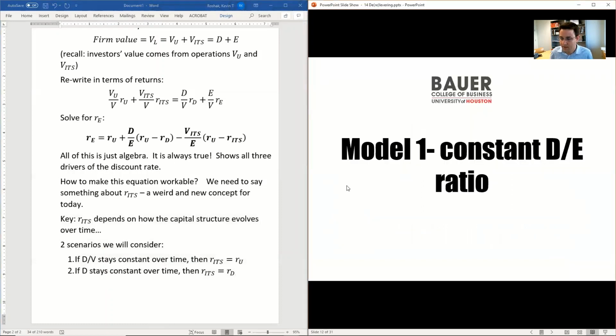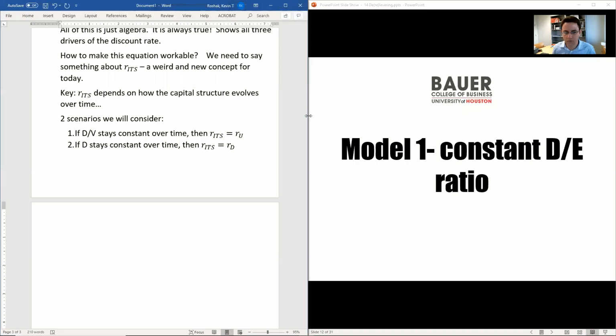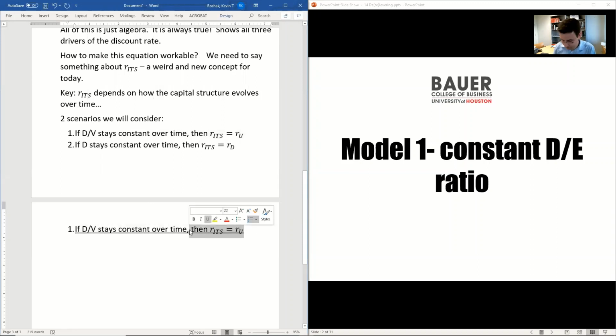Now I want to talk more about this first model that we're going to highlight and focus on in this class. We keep a constant debt to equity ratio. That's the same thing as saying constant debt to value ratio. Okay. So our first model is going to have constant debt to equity ratio right here. We're going to study how to delever and relever under this assumption, under a constant capital structure.